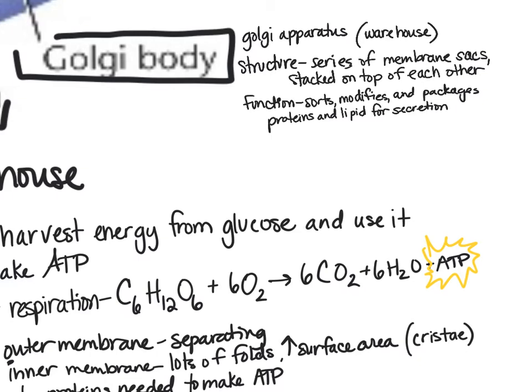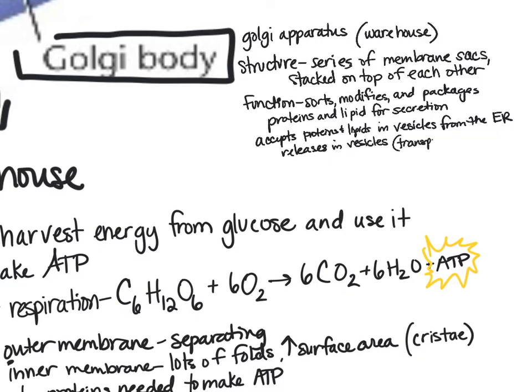So this is going to accept these proteins and lipids in vesicles, which are like little tiny bubbles that move around the cell, in vesicles from the ER. So again, proteins coming from the rough ER, lipids coming from the smooth ER, and then it releases them in vesicles. These are transport vesicles, and we'll talk more about those in just a moment.